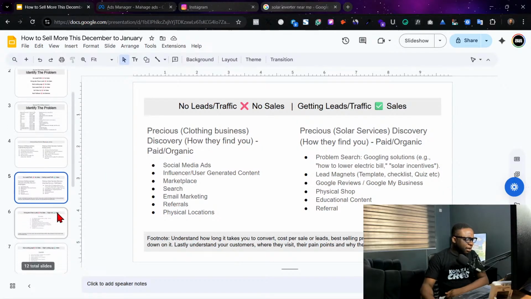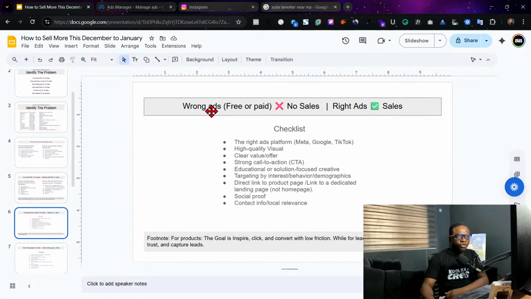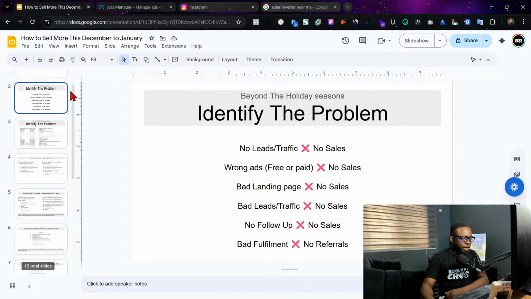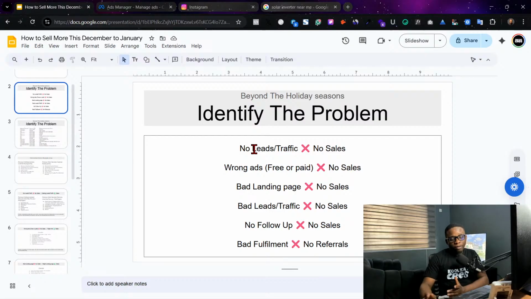So now the next problem is wrong ads. Looking at this, it's more like a funnel, right? Let me explain it in a way you would understand. First, someone would have to see you. And how would he see you? Through ads, right? And when he sees you through ads, he goes to a landing page. And when the person goes to a landing page, if there is bad traffic, you get the wrong persons. If there's good traffic, you get the right persons.